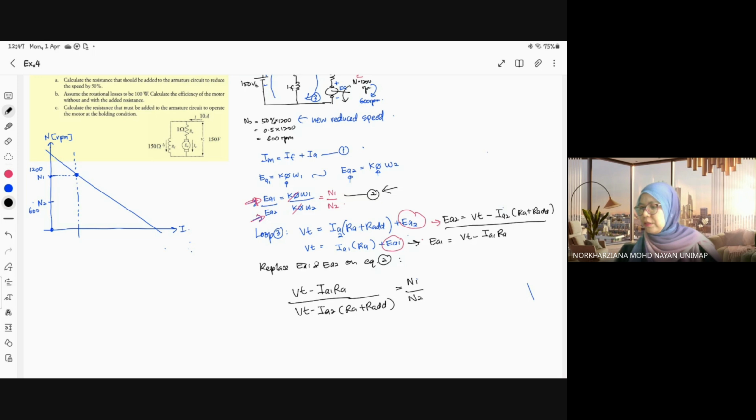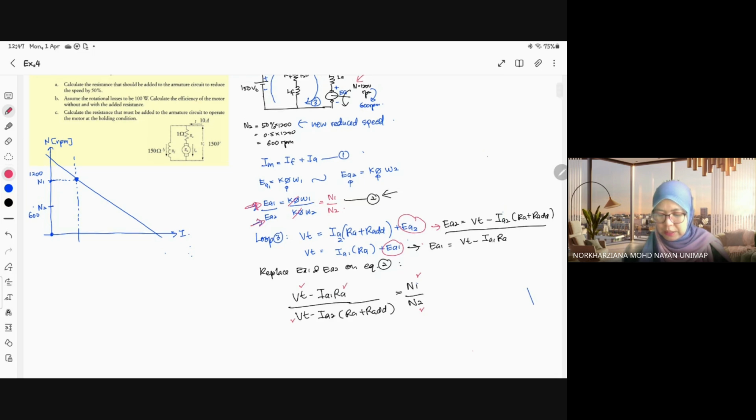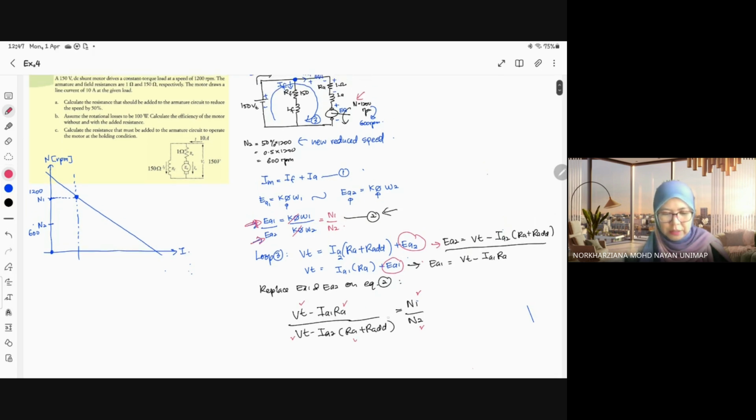What else we did here? IA. Okay, kita tengok, check dulu. We know what is N1, N2, VT ada, VT2 pun ada sebab dia tak berubah, no changes between VT1 and VT2. RA, so the same. RX is the one we need to find, IA1 and IA2.